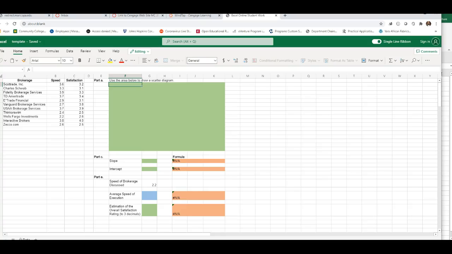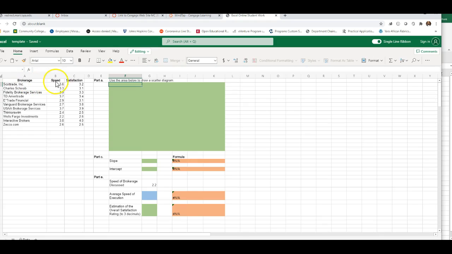So I've been asked to take a look at structured activity number 3 in chapter 4.2. So this is brokerage information for the speed of execution and overall satisfaction score. Part A is to draw a scatter diagram.